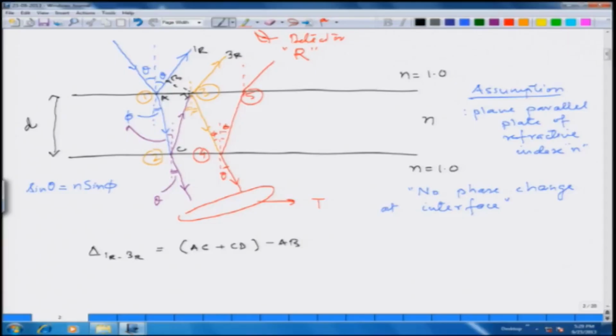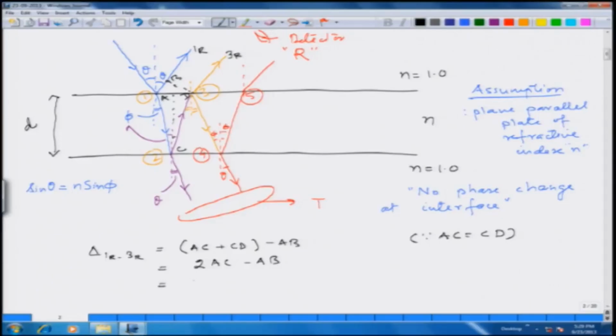So, this is the path that ray 3 has travelled, and this is the path that ray 1 has travelled. If I am looking at interference in these two at time t, I am looking at the interference because of this path difference written here. Now, we can simplify these equations because we know theta and we know the relationship with phi. AC is related to CD, right. Because this angle is phi and this is also phi, they are the same. So, I can write it as 2 AC minus AB, because AC is equal to CD.